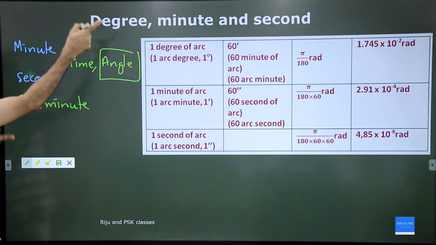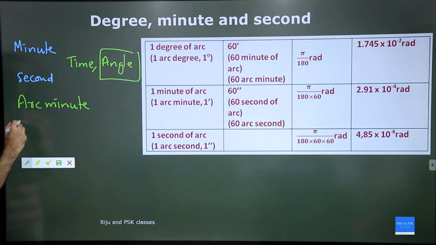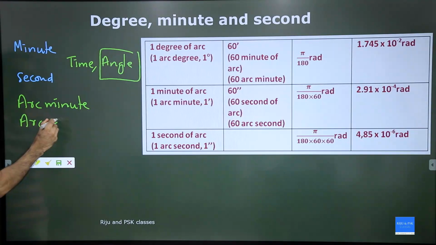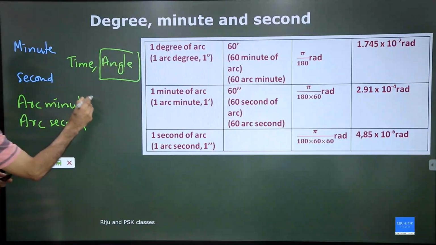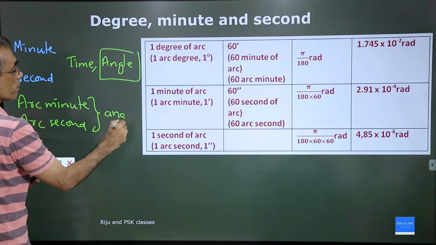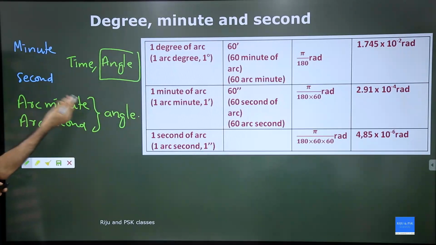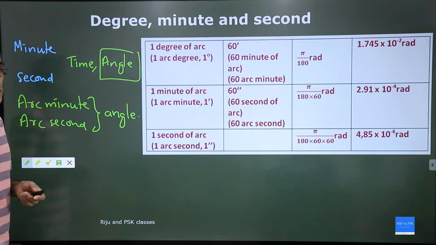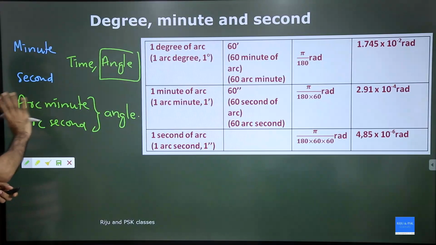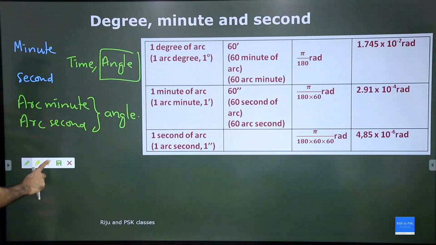So minute will become time, arc minute become angle. Similarly, arc second. These two are angle measures. So arc minute, arc second are angle measures. I'll tell you what it is. Okay. I think this is okay. This should be there in your notebook.